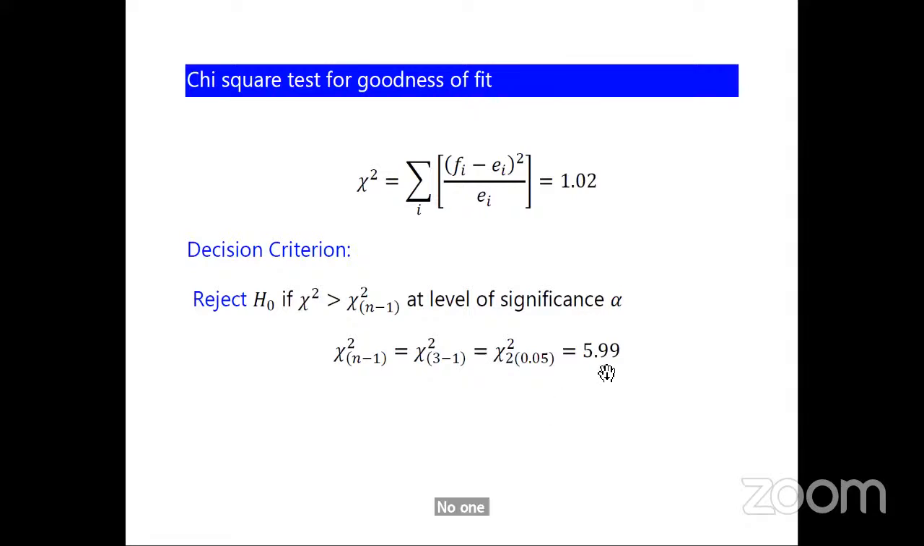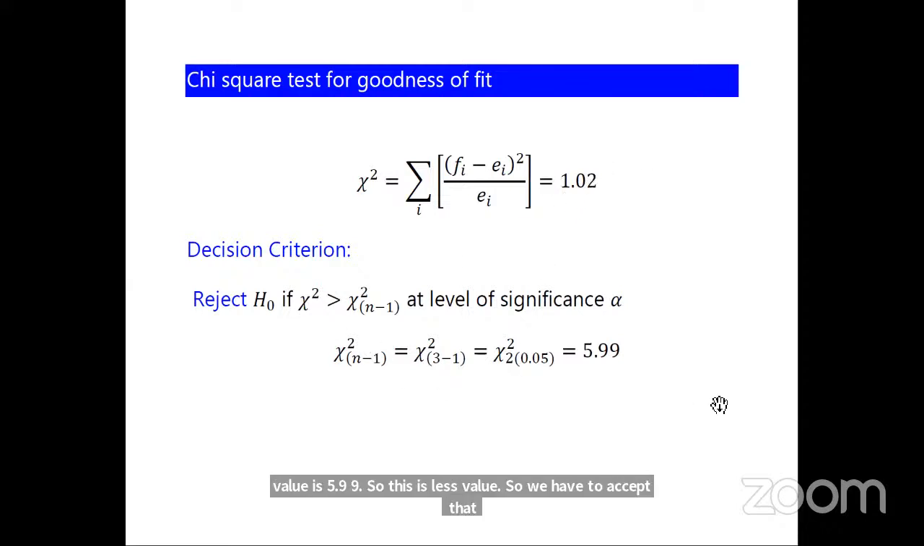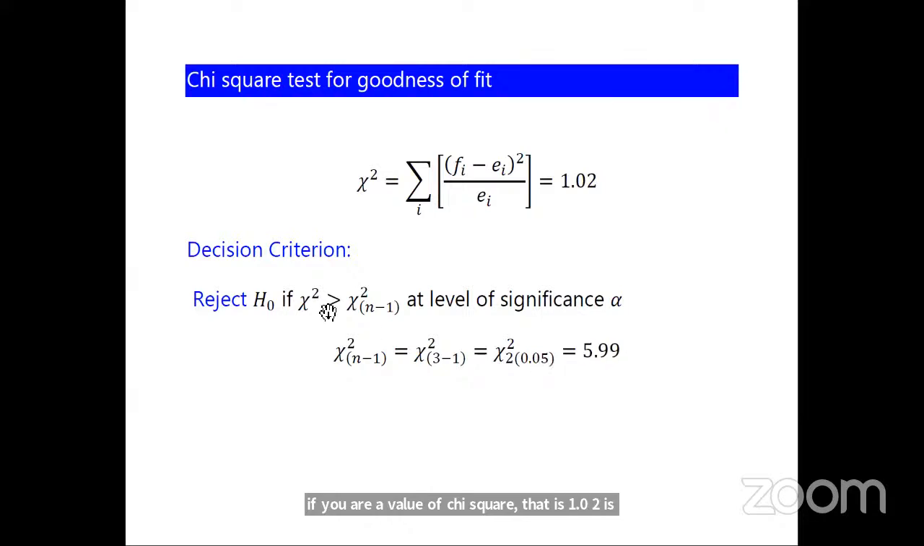The composition of seawater is greater than the level of significance. So, no, it is less than. See this calculated value, it is 1.02, which is less than the table value. Table value is 5.99. So this is a lesser value. If your value of chi-square, that is 1.02, is greater than this table value, then you have to reject. But in our case, this is not true. Your chi-square value, that is 1.02, is less than 5.99. So we have to accept our H naught.